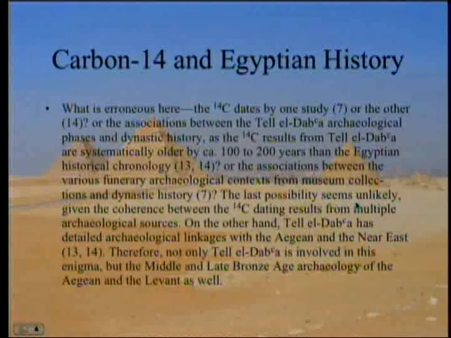The last possibility seems unlikely given the coherence between carbon-14 dating results from multiple archaeological sources. On the other hand, Tell El Daba has detailed archaeological linkages with the Aegean and the Near East. Therefore, depending on what happens with Tell El Daba, it's not just Tell El Daba, it's also the rest of the Near East and the Aegean, that is Greece, and Troy and all of that. Therefore, not only Tell El Daba is involved in this enigma, but the Middle and Late Bronze archaeology of the Aegean and the Levant as well.